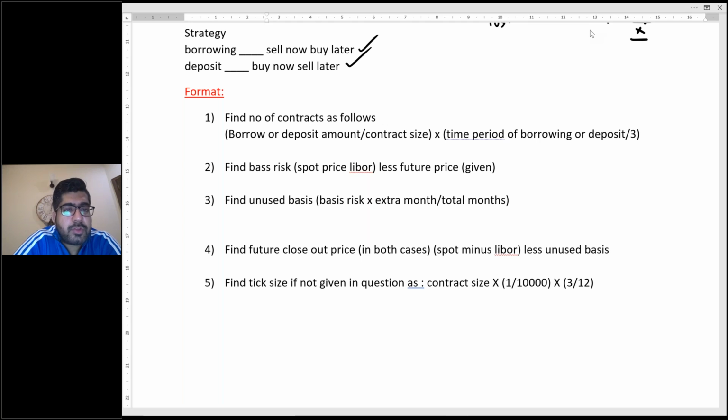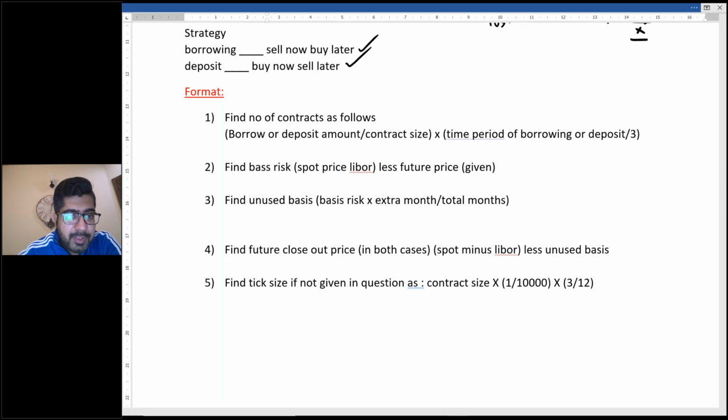The first step of futures is that you need to find the number of contracts as follows: borrowed or deposit amount over contract size, into the time period for how long you are borrowing or depositing, over 3. This is the first step.